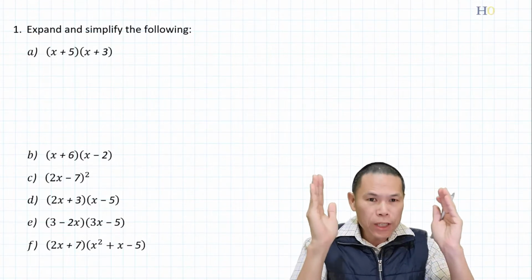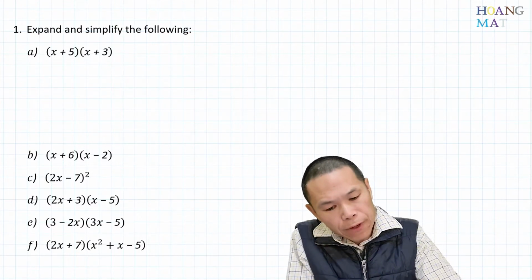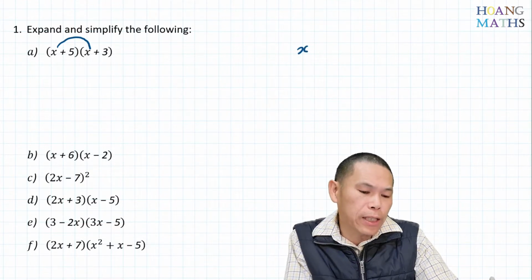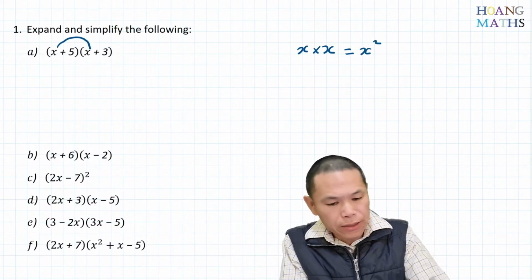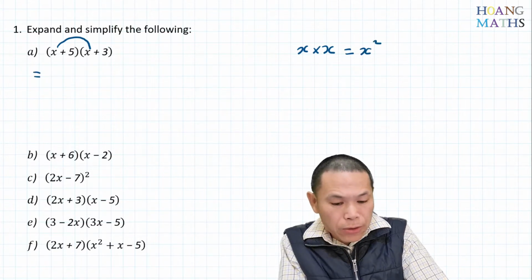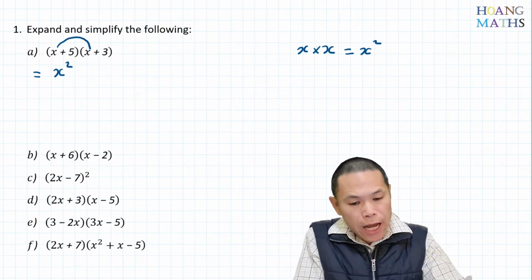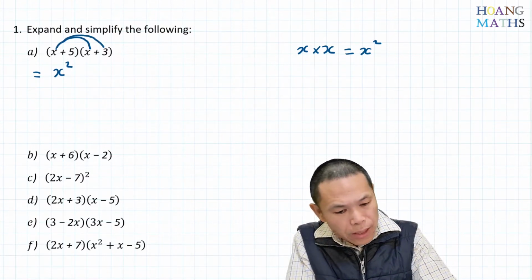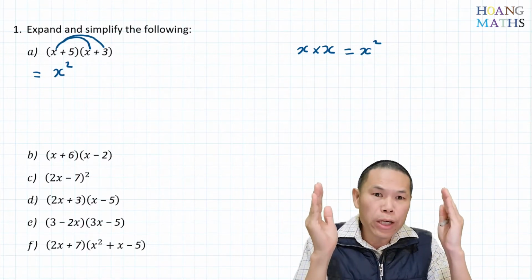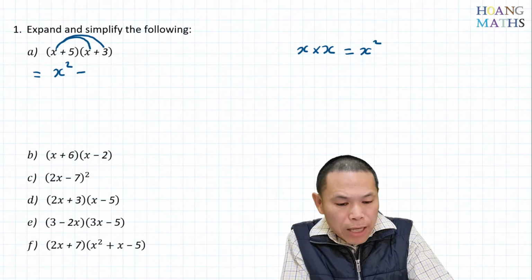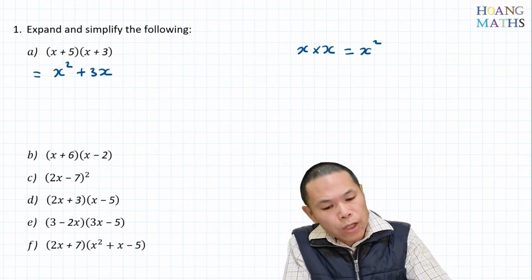Let's go through the first one first. We have x times x. Let me just write this down. x times x will give me x squared. Then we go x times 3. x times 3 is 3x, so that means plus 3x.